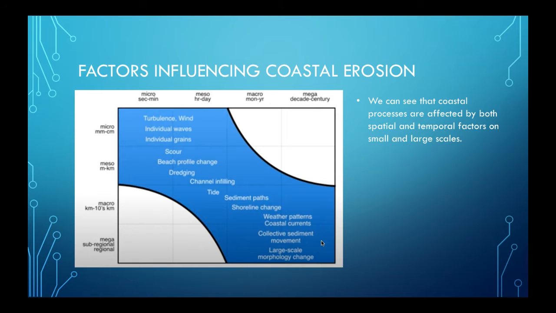Factors influencing coastal erosion. This chart shows how coastal systems are influenced by different processes. Even the meso and micro contributions, which are small in regards to the scale of the ocean, can still act as a strong control on the dynamics of our coastal systems.